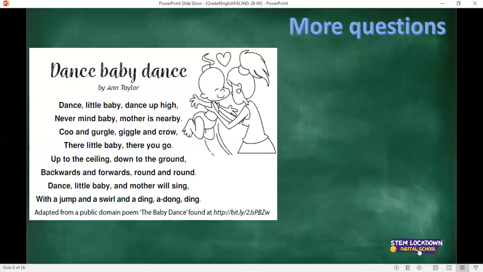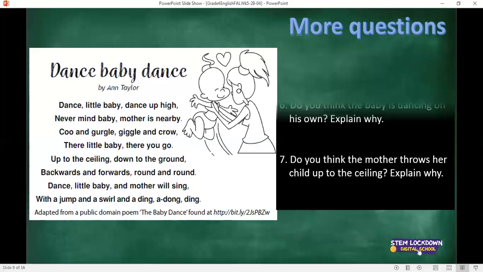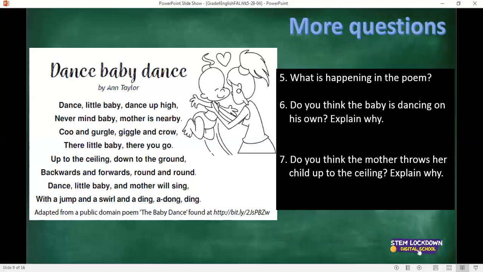Now, I'm carrying on with some questions, and this is more about the poem now. Number 5 wants to know what is happening in the poem. Number 6, do you think the baby is dancing on his own? It's a yes or no, and please tell me why you know it's a yes or no. And number 7, do you think the mother throws her child up to the ceiling? Again, explain why. It's a yes or no again, but you must tell me why you say yes or no.